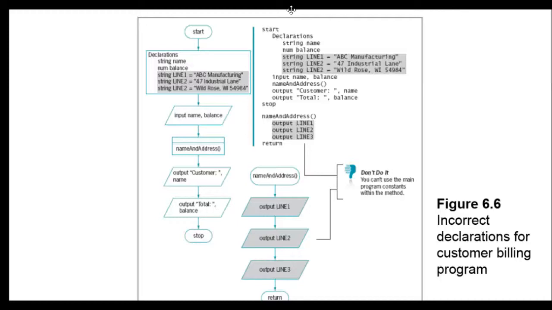So we declare a string name, we have a number, and we have a set of strings named line 1, 2, and 3. We input name and balance, and then we call the function name and address. That name and address function then jumps down, grabs this function where it says name and address, outputs 3 lines, and then returns right back to the previous spot. And so then we go to the output of customer, and then total.